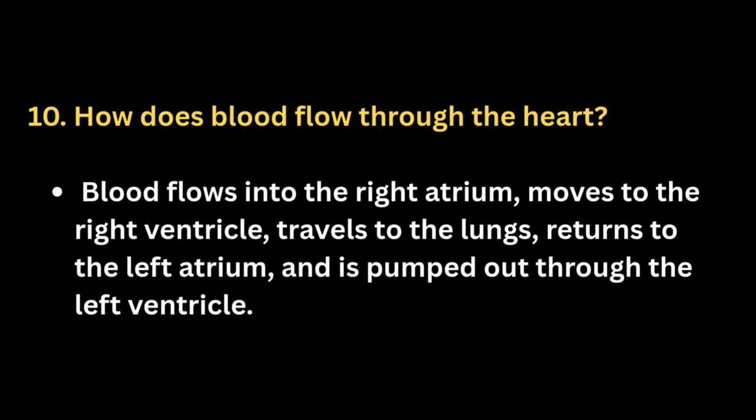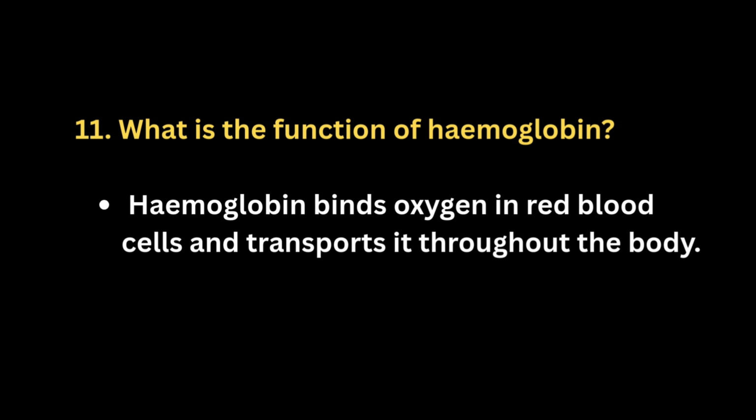Tenth question, how does blood flow through the heart? Blood flows into the right atrium, moves to the right ventricle, travels to the lungs, returns to the left atrium, and is pumped out through the left ventricle.